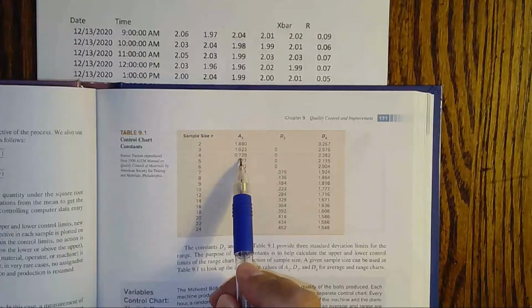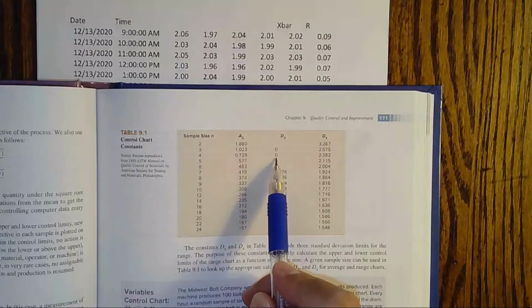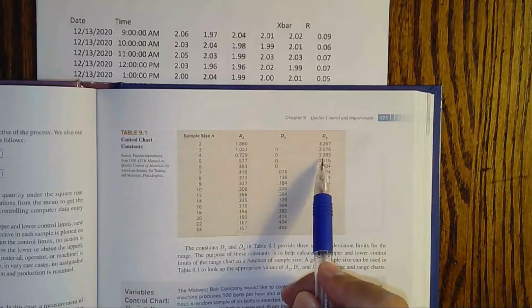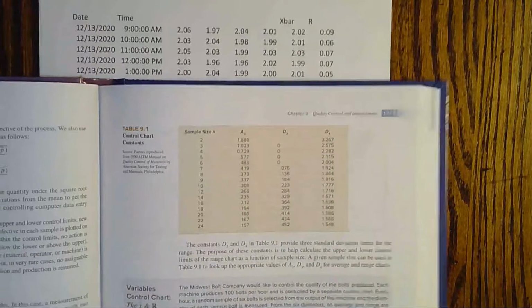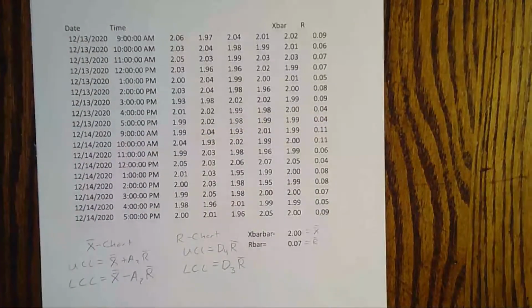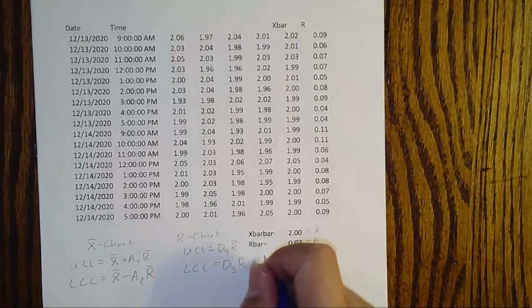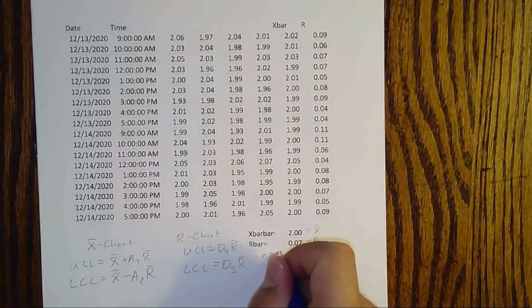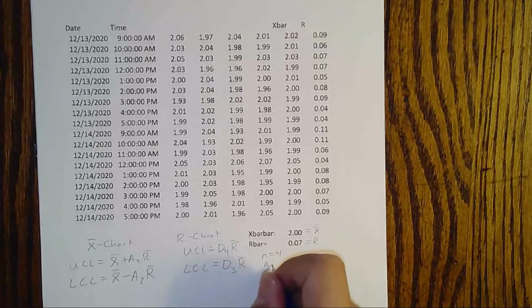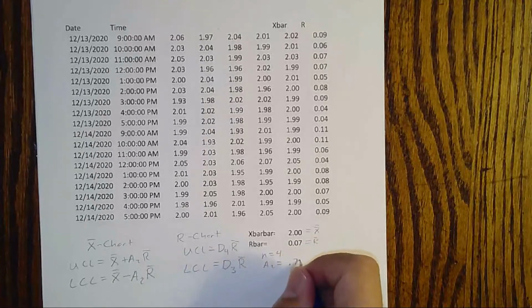So my A2 value is 0.729. My D3 value is 0. And my D4 value is 2.282. So go ahead and write that down here. So n equals 4. A2 equals 0.729.